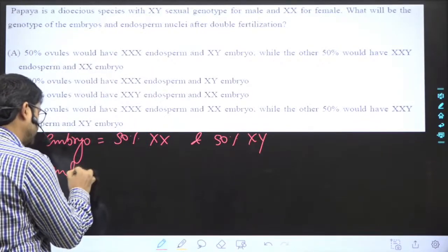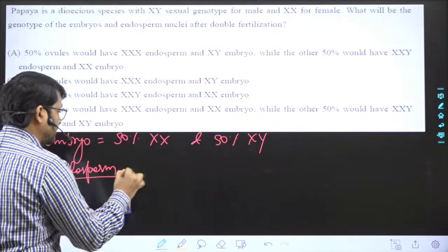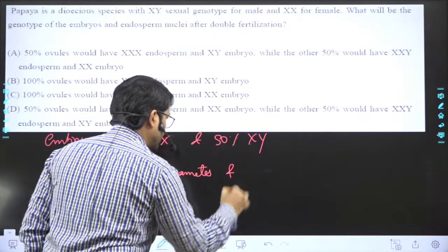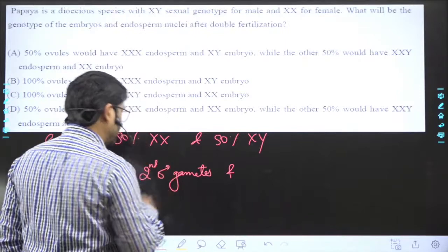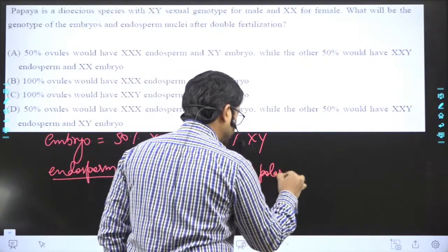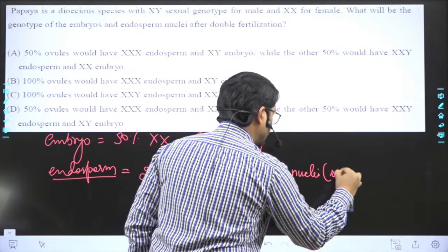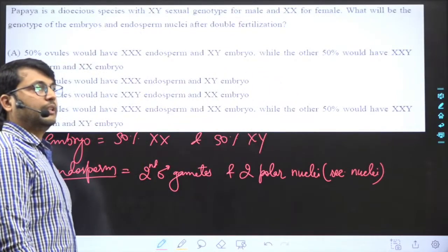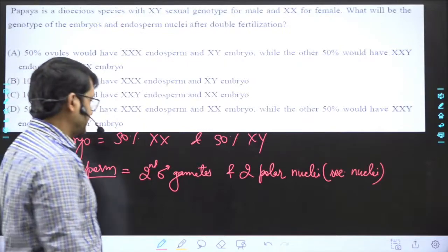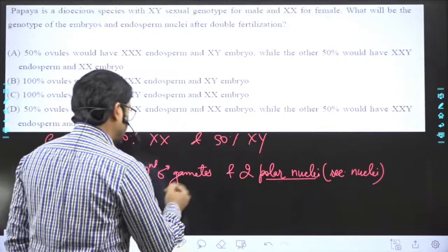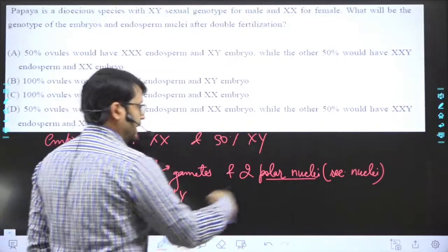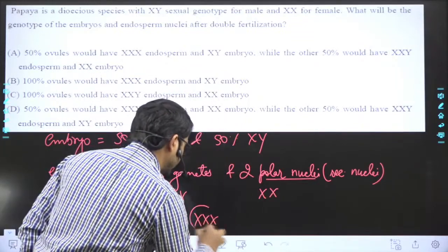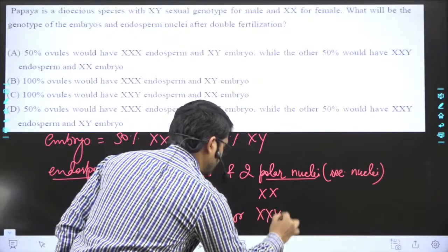What about endosperm? Look, how is the endosperm formed? By the fusion of the second male gamete and two polar nuclei, which we also call secondary nuclei. Right? This you all know? Great. Okay. So what will happen? This male gamete can be either X or Y, and the polar nuclei would be XX only. So what should it be? Either XXX 50% or XXY for the other 50%.